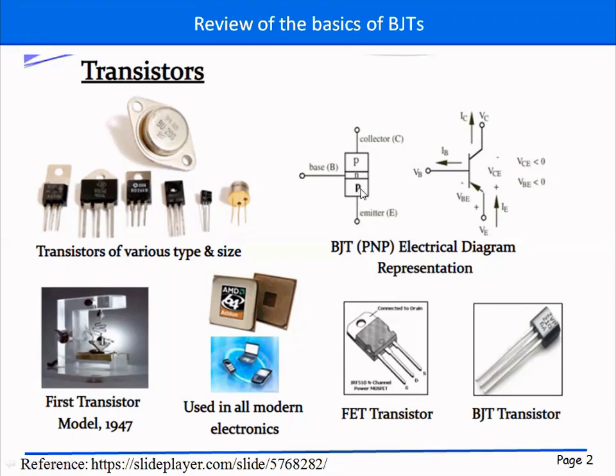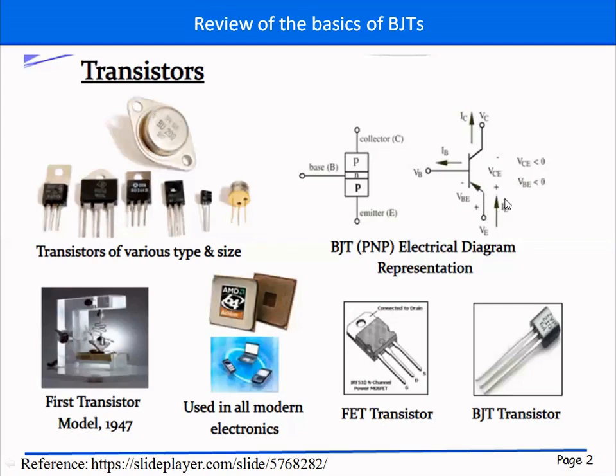consists of three layers. First is the emitter, second is the base, and third is the collector. And this is the symbol of the transistor. Again, it is denoted with three currents: first the collector current, second the base current, and third the emitter current.